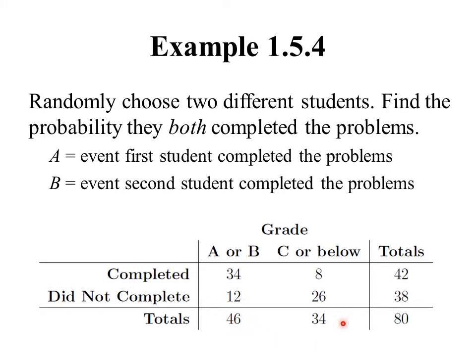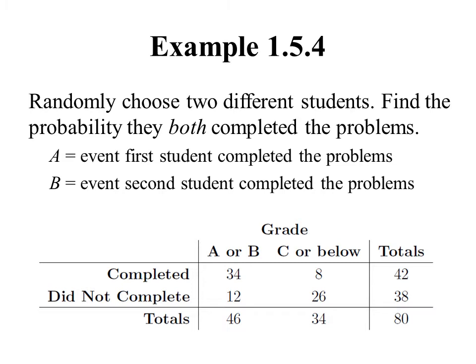46 got an A or a B, 34 got a C or below. But now instead of choosing just one student like we did in the previous section, we're going to choose two different students. So we're going to select one from the 80, and then we're going to select a second from the remaining 79. Find the probability that they both completed the problems.